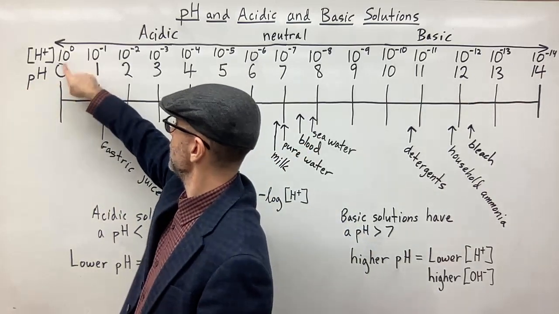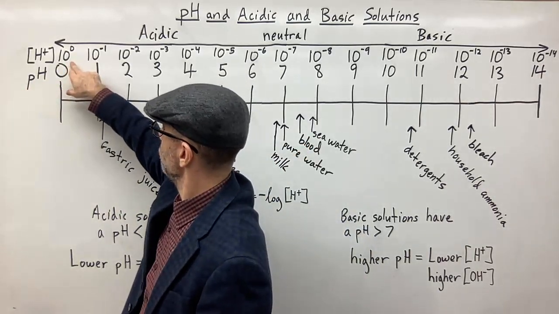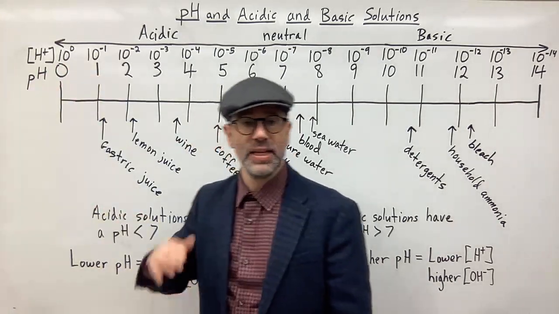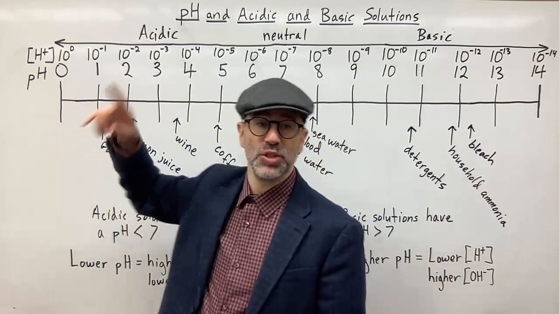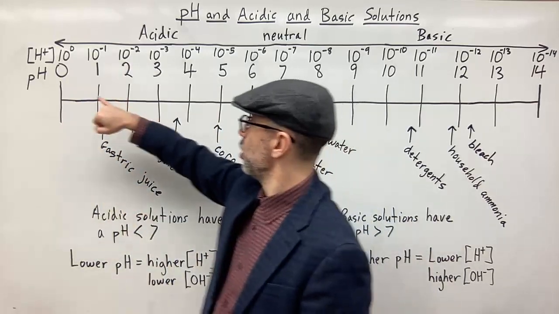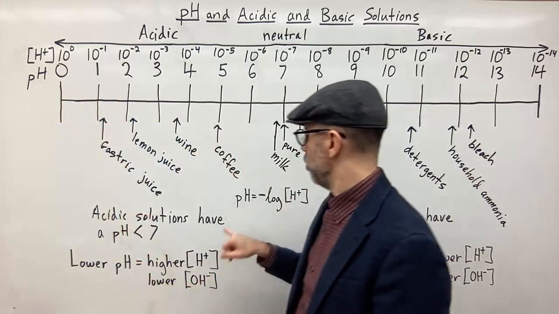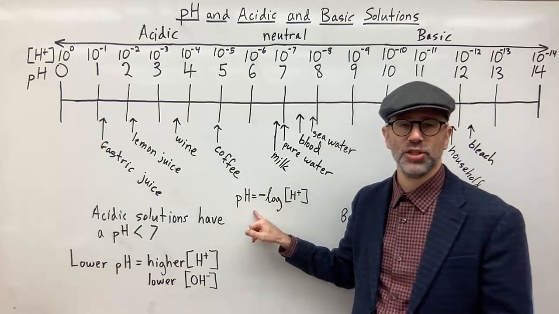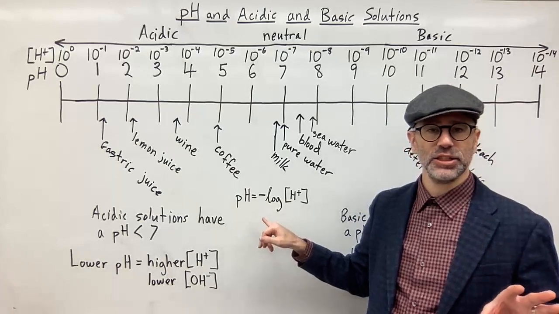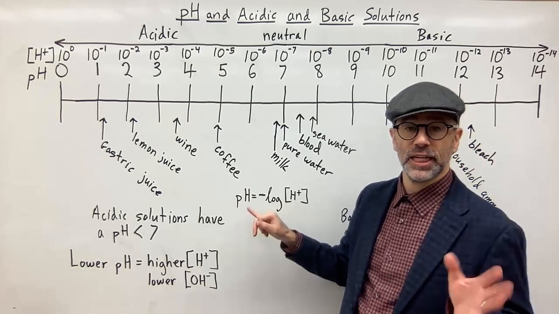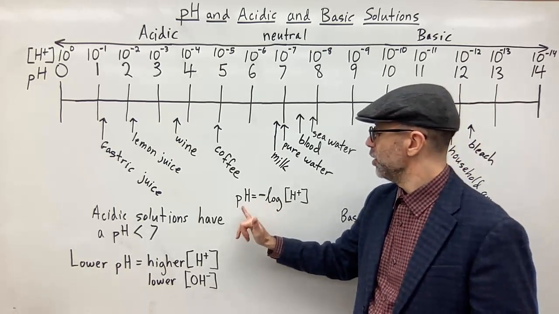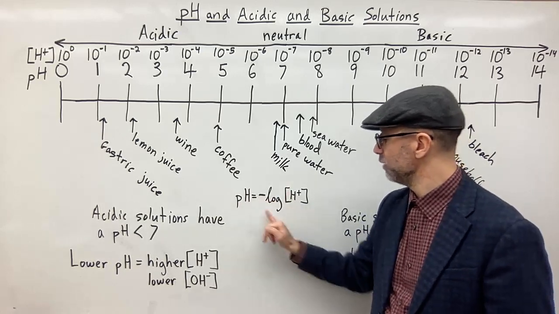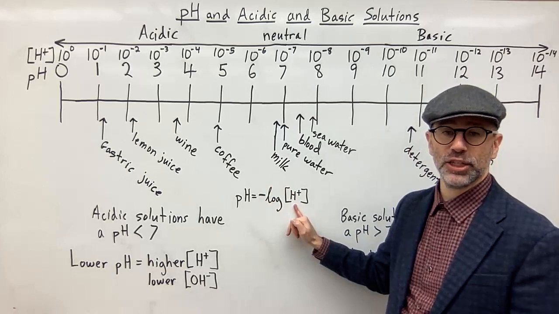And so you can see as we start on this side, we're 10 to the 0. Anything to the 0 is 1. And so the pH is going to be 0. Why? Well, here's the formula or equation for pH. Again, I'm not going to do any calculations, but if you're interested in the formula, here it is right here. So the pH is going to be equal to the negative log of whatever the concentration is.